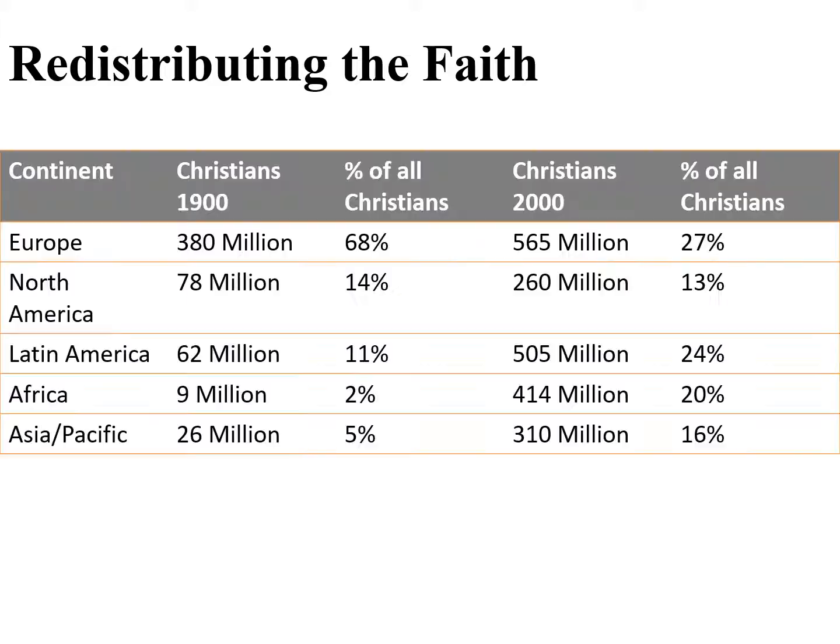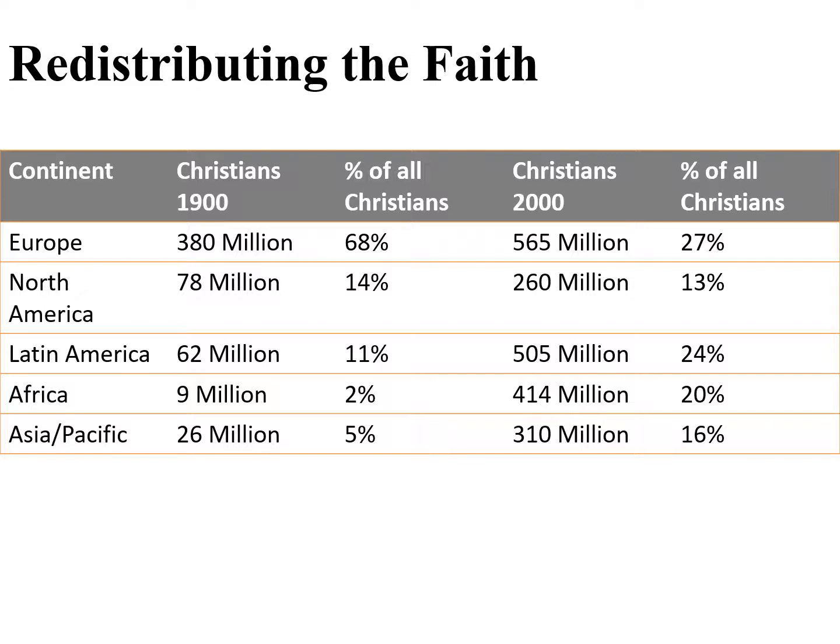Here's why. The following chart shows the redistribution of Christians from 1900 to 2000 by continent. It's taken from a book by Mark Noll. So just make some observations at the chart, and you might want to pause the video temporarily to look at it. Even if you aren't well versed in statistics, there are a couple of things here that should jump out at you.